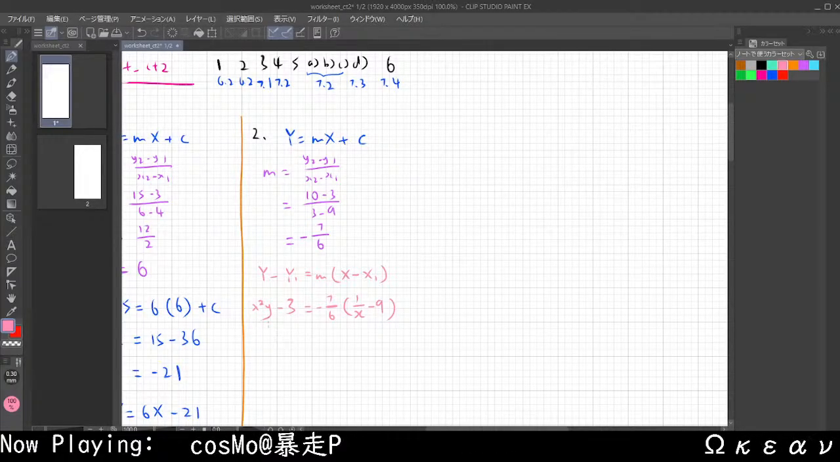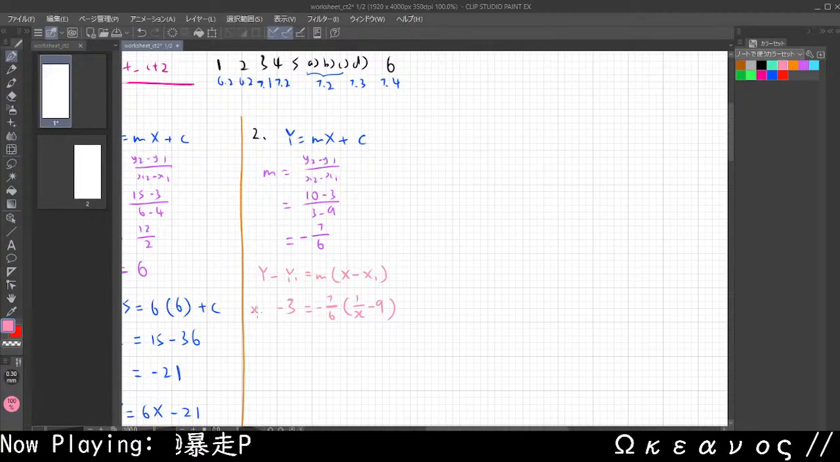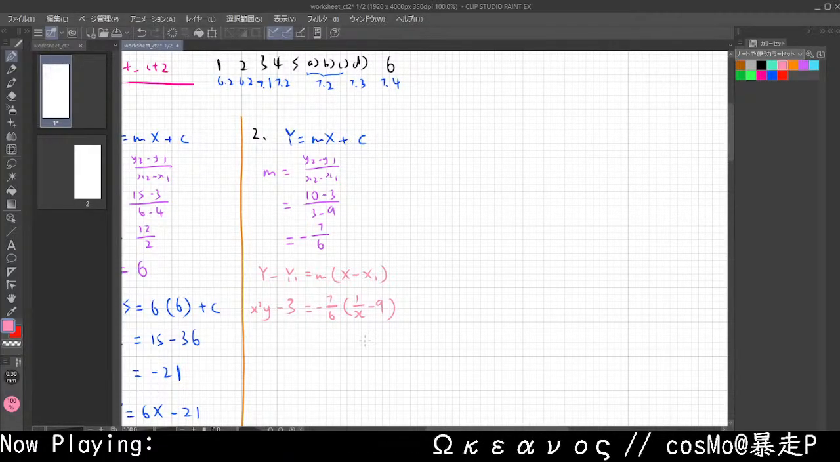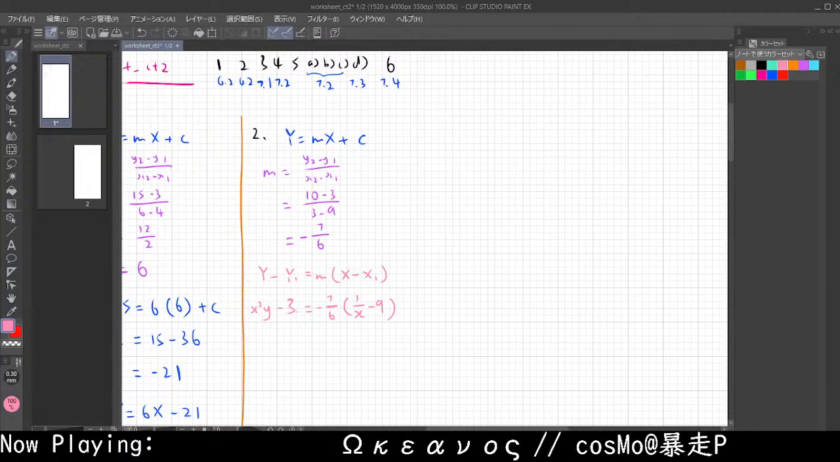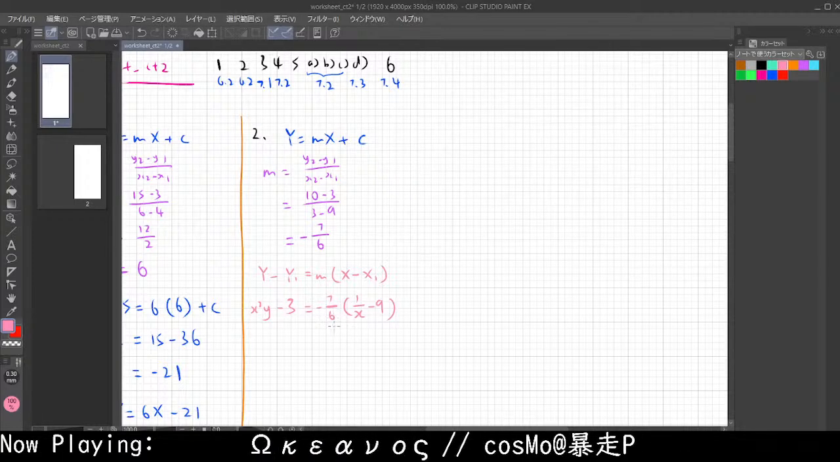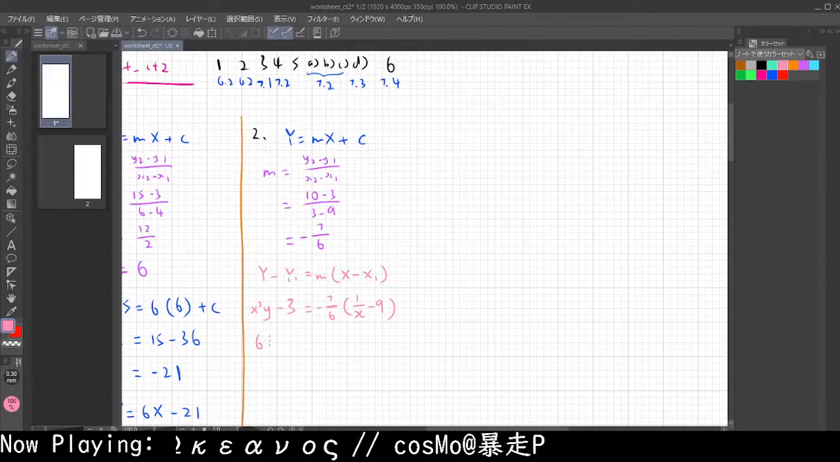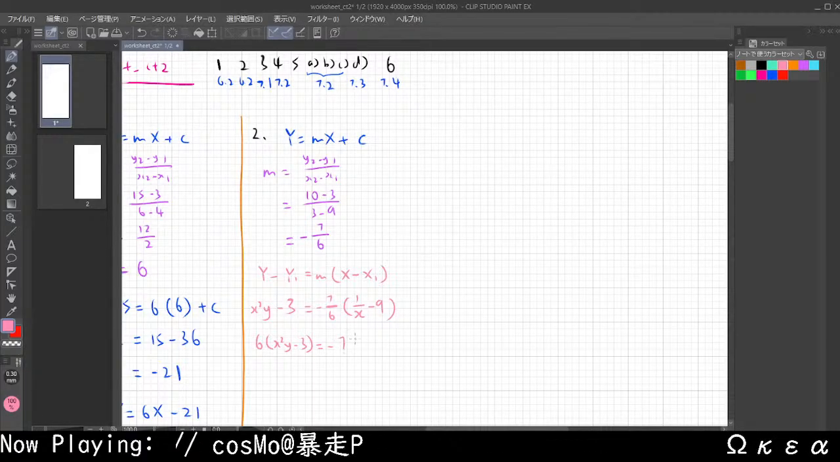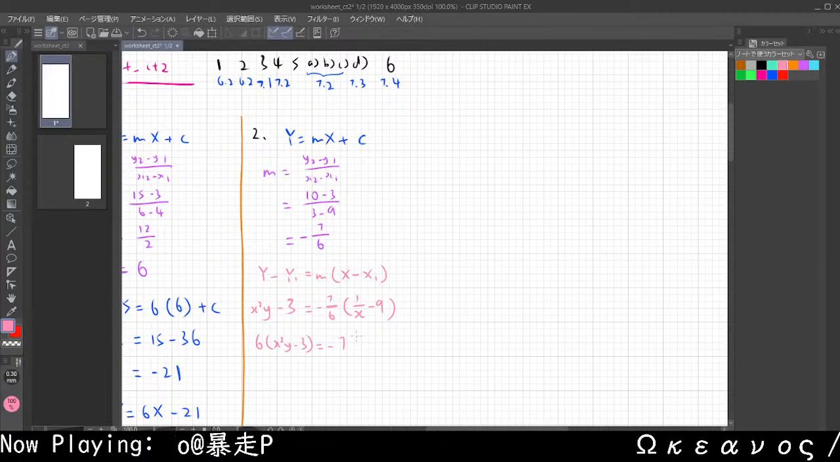After this, you just do it normally. Basically, it might look confusing, but you just go through it. Your 6 you bring over to multiply. So 6 multiplies the entire bracket equals negative 7 multiplying the entire bracket.